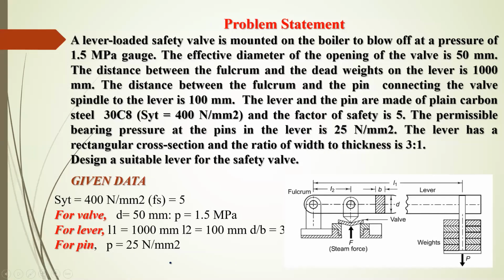And for the pin, there are 2 pins here. So for the pin, bearing pressure is given. Small p is the bearing pressure, 25 Newton per mm square. Here small p is the pressure inside the boiler, that is the steam pressure. And here small p for the pin is the bearing pressure. That is the difference between both the pressures.